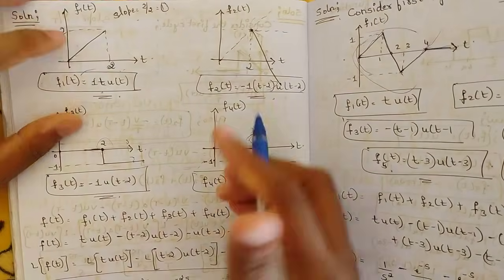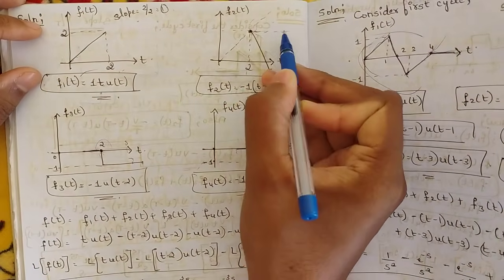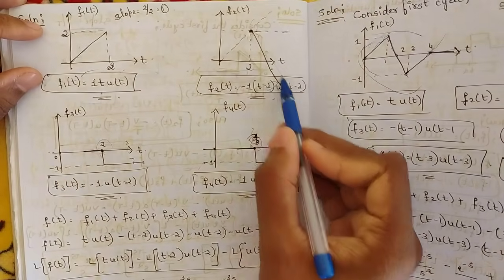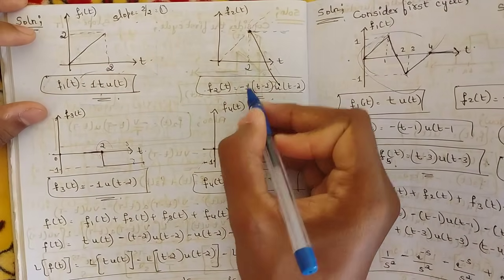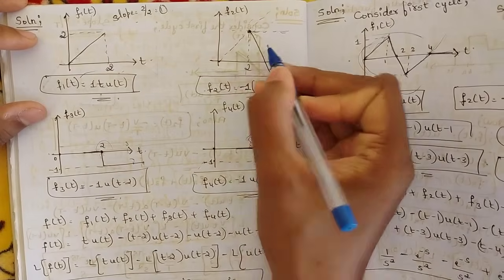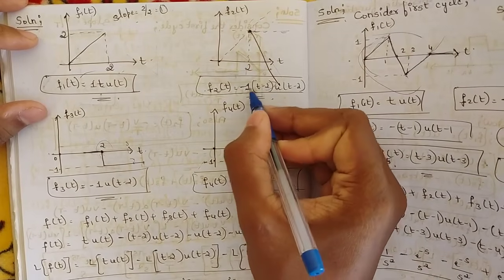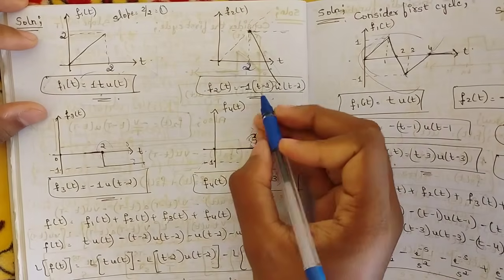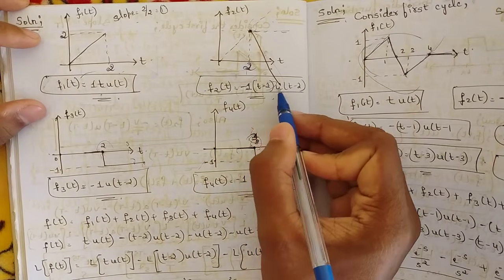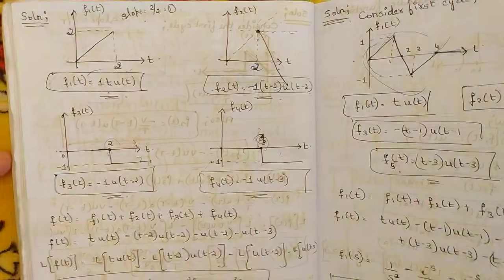So f2 of t: from this point, in order to make it constant, you should be drawing one negative ramp, so that's why we get f2 of t with the slope of minus 1. That is minus 1 (t minus 2) u of t minus 2, because from point 2 we are drawing the negative slope. Okay, it is clear, right?